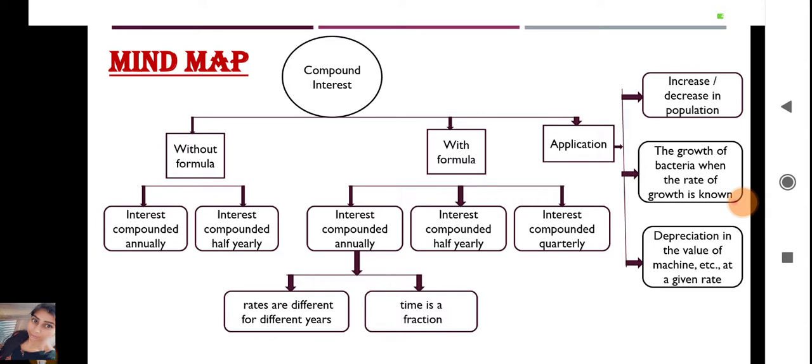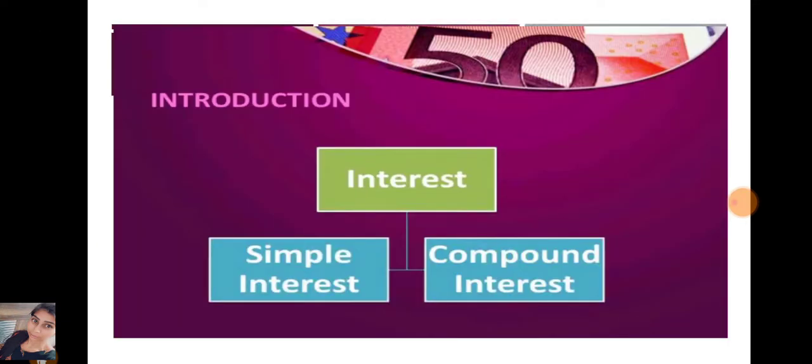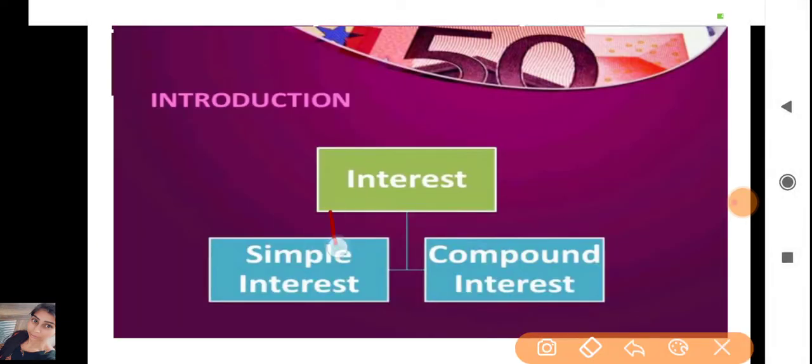So first, before starting with the main chapter, let us understand what we mean by compound interest. Once we understand the meaning of compound interest, we should understand what we mean by interest. So the interest is categorized into simple interest and compound interest. Interest means the extra money. When you put some money in the bank, or borrow some money from someone, there is some extra money that you have to pay, that is called interest. So interest is categorized into two ways. One is simple interest and the other one is compound interest.